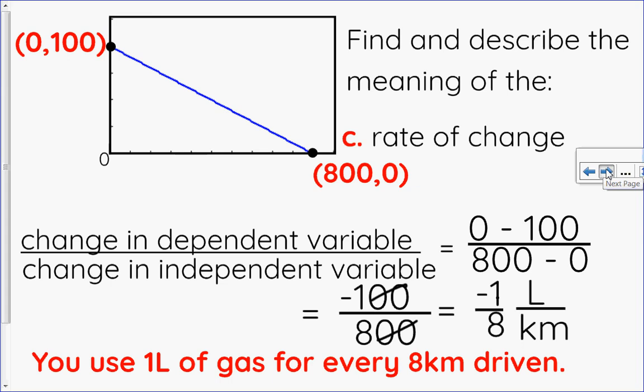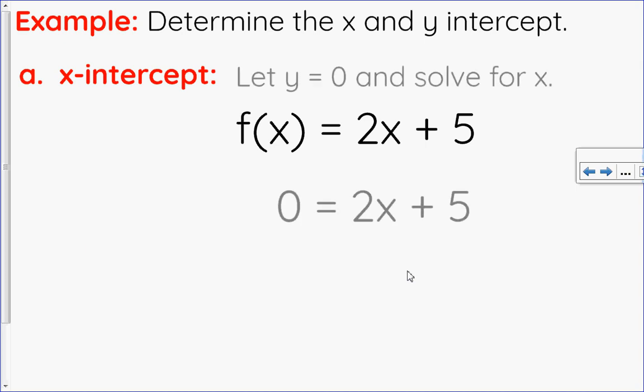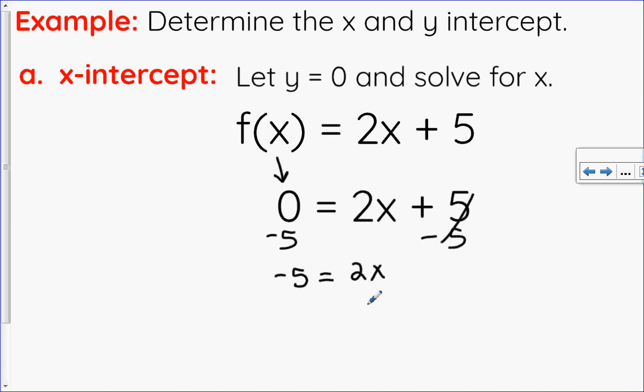So let's look at how I can find x and y intercepts algebraically. If I want to find the x-intercept, it's all about x. I don't need y. So I'm going to let y be 0 and solve for x. So in my function, f(x) = 2x + 5, I let y, which is really f(x), be 0. And then I'm going to solve for x. So I use reverse order of operations, subtract 5 from both sides. 5 take away 5 is 0. 0 take away negative 5 is 0 take away 5 is negative 5. And then divide both sides by 2. So I get x is equal to negative 5 over 2.